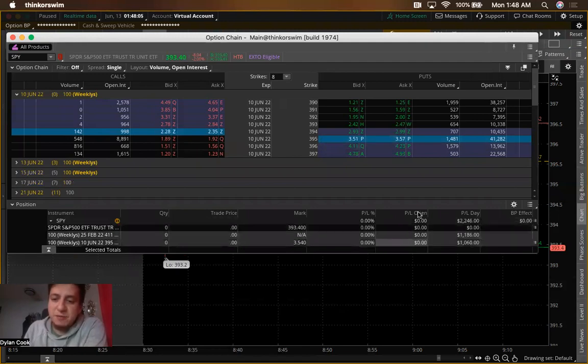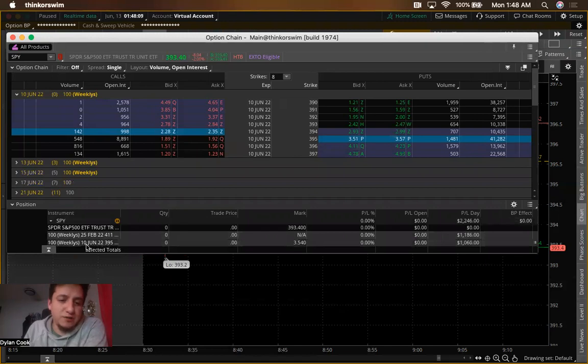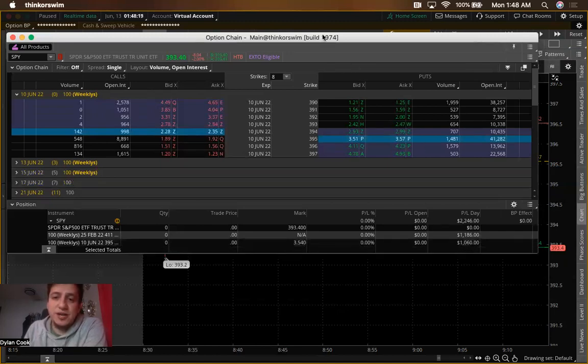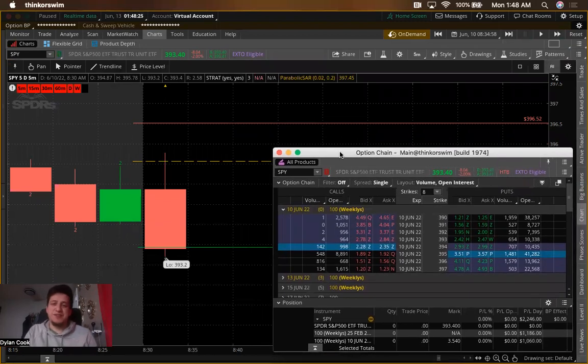You do not see any P&Ls open, but we can go down to our June 10th contract on year 2022 and see that we finished with a positive of $1,060. So that is a way to actually place the trades using the option chain. It was a little clunky along the way because we're using the on-demand feature, but that is how you do it. And it works the same way with calls.